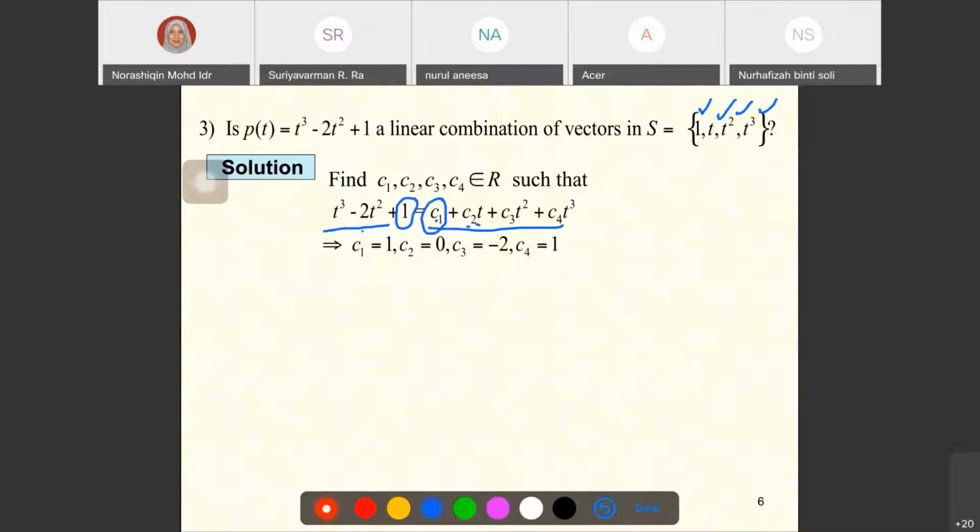Everybody agrees? No, sekejap, Doctor. Wait. Okay, wait. C1 is equals to 1. Okay. So C2, why it is equals to 0, Doctor? Okay, kat sini ada untuk T tak? Variable T tak kita? No. So that means here, if you rewrite this, it becomes t cube minus 2t squared minus 0t plus 1. Oh. Okay. Okay, Doctor. Yes, yes.